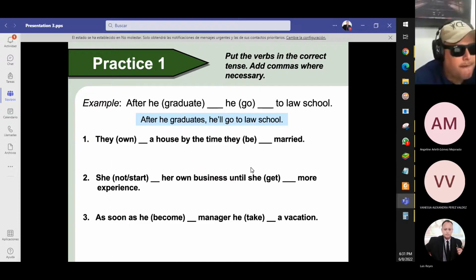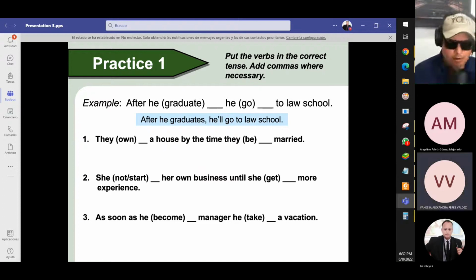¿Cómo me dices que ellos, aquí te dice own, la palabra own es ser dueño de una casa para el tiempo en que ellos estén casados. Acuérdate que el verbo ser es el verbo ser o el verbo estar. Entonces, ¿cómo conjugarías tú el número 1 utilizando future time clauses de acuerdo a la lección, usando comas donde sea necesario, si es necesario?